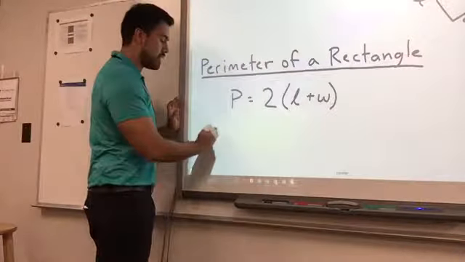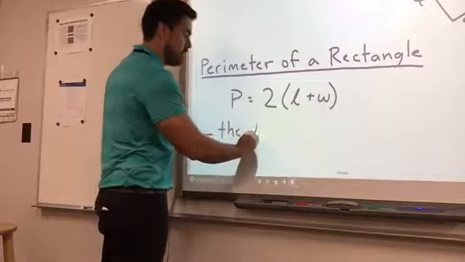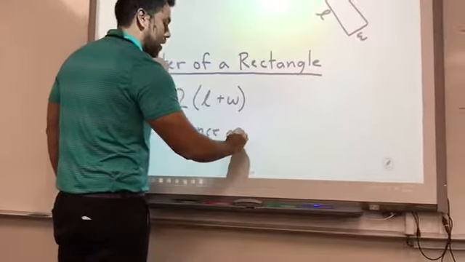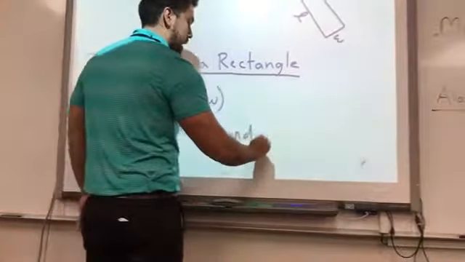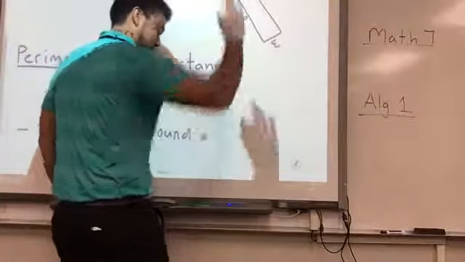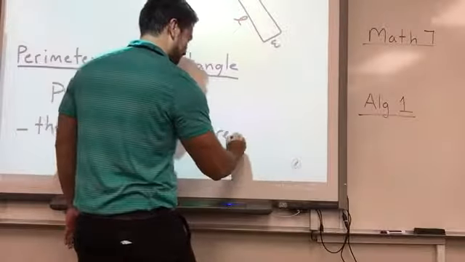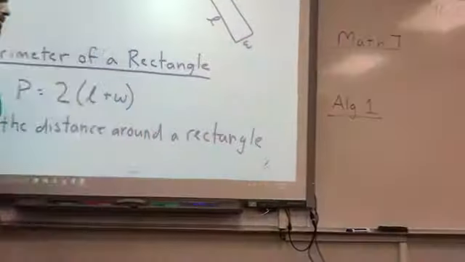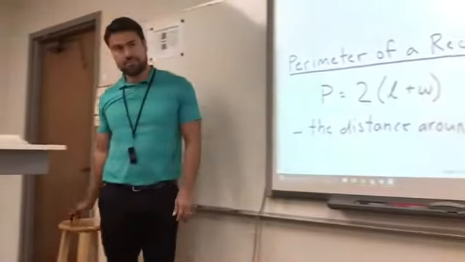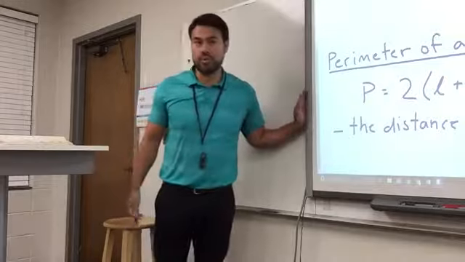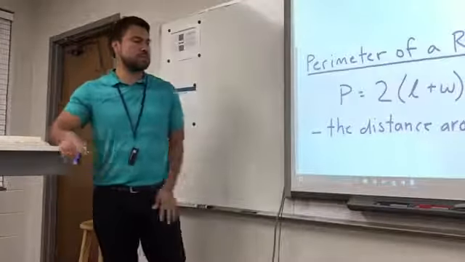So perimeter of a rectangle is the distance around a rectangle. The distance around a rectangle. Yes, ma'am. Couldn't you use perimeter for like a circle? Yeah. So what do we call the perimeter of a circle? There's a special name, circumference.